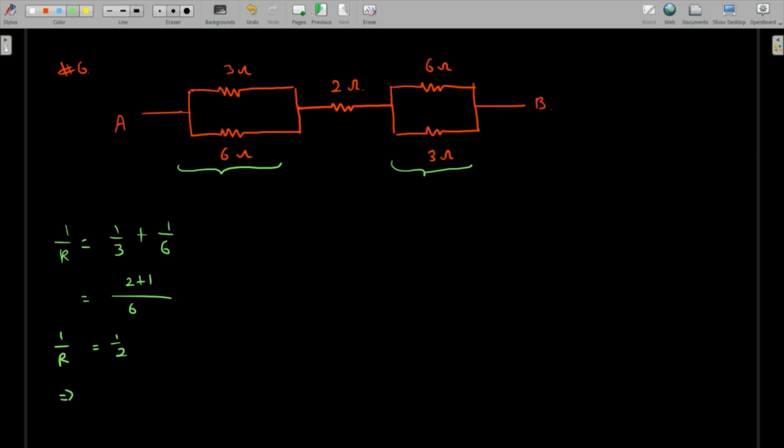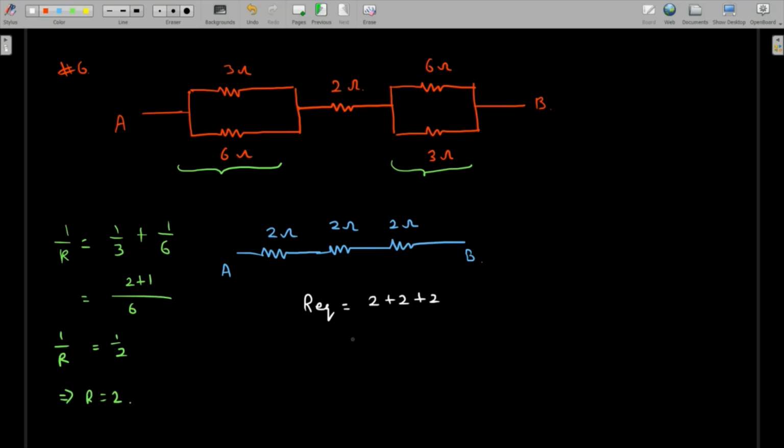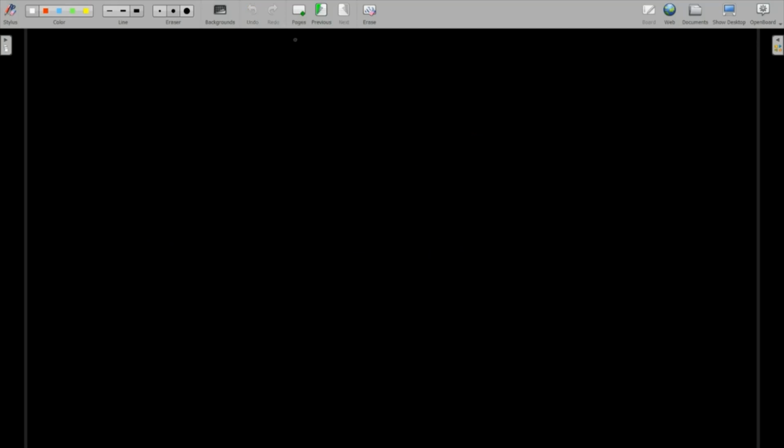This is the value of 1 over R, which is 1 over 2. It means that R is 2. If R is 2, then this can be replaced by 2 ohms. This 2 ohm will remain as it is, and this can also be replaced by 2 ohms. So it converts into a simple structure in which three resistors are in series. So their equivalent resistance is going to be the same as the sum of the individual resistances, which is 6 ohms. So this is the answer for the equivalent resistance in this case. All right.